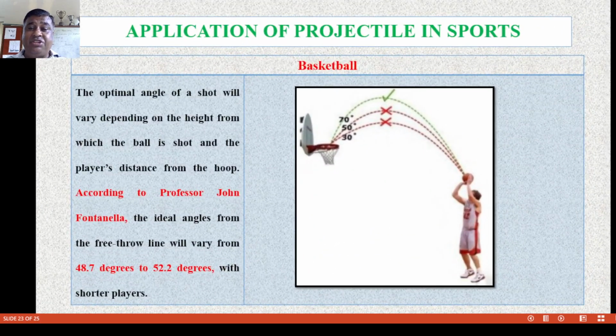Now the application of projectiles in sports. In optimal projection in sports, for example a basketball shot, the projection depends on the distance from the hoop. According to John Fontanella, the ideal angle for the throw of a basketball shot is between 48.7 and 52.2 degrees.